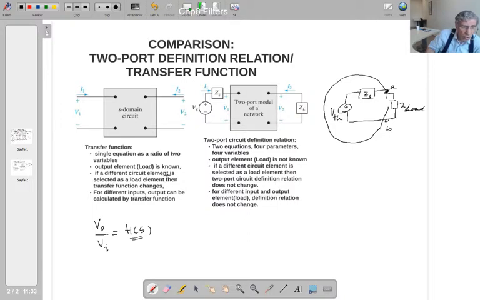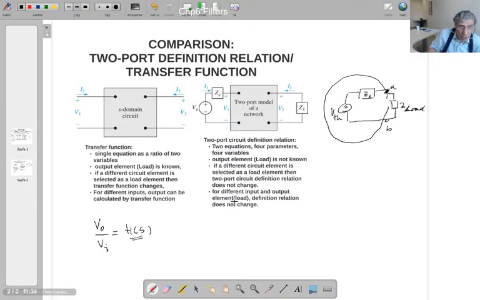If a different circuit is selected as a load element, then the transfer function changes. In here, if a different circuit element is selected as load element, then the two-port circuit definition relation does not change because it has been excluded. For different inputs, output can be calculated by the transfer function. What we are saying is, once you calculate the transfer function, for different inputs, you can calculate the output.